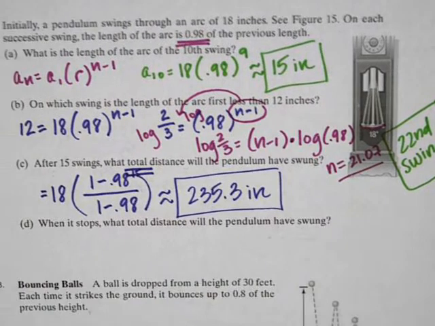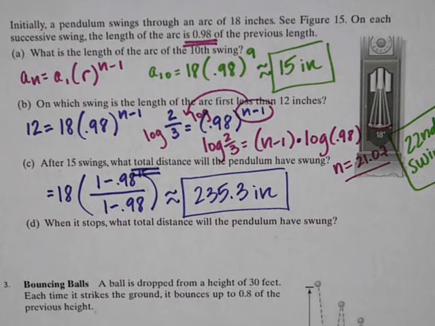Cool. Okay, so that was a finite sum. Now D says when it stops, what was the total distance it has swung? So we don't know n on this one. Okay, this would be like an infinite series. We need to find the sum of the infinite series.